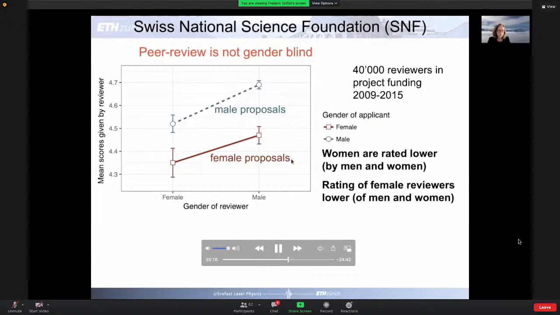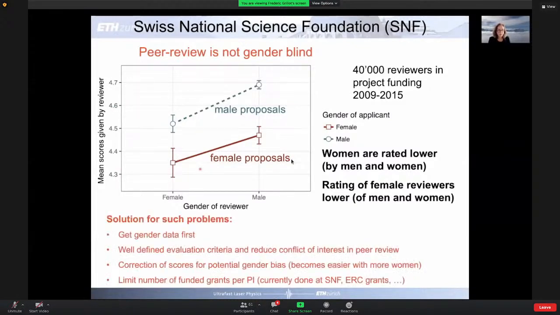So what you can see is that both women and men are rating female proposals lower. The only difference is that the gap between the male and the female proposals is smaller with the women, but not by much. And so if you have a really small acceptance rate, this small difference in the mean score can really hurt your success rate for funding.